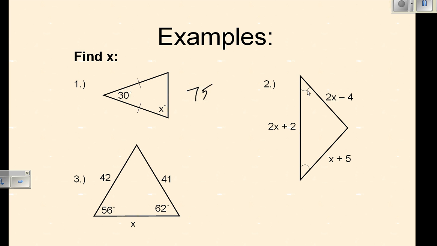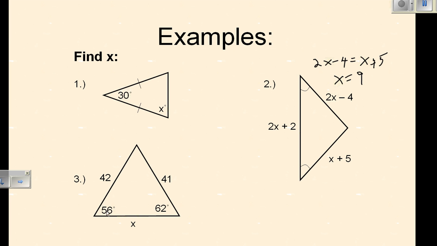Now over here we have two base angles congruent, which means this side's not congruent to anything, so we don't even need that. It's just there to throw us off. So here we're going to have 2x minus 4 equals the x plus 5 side. So we have x equals 9.